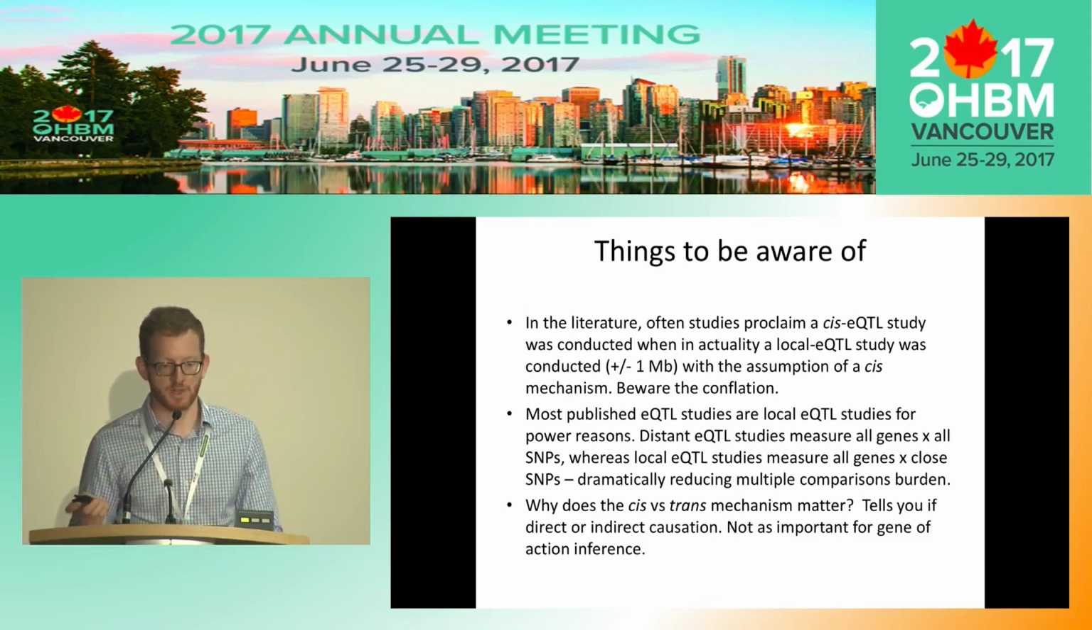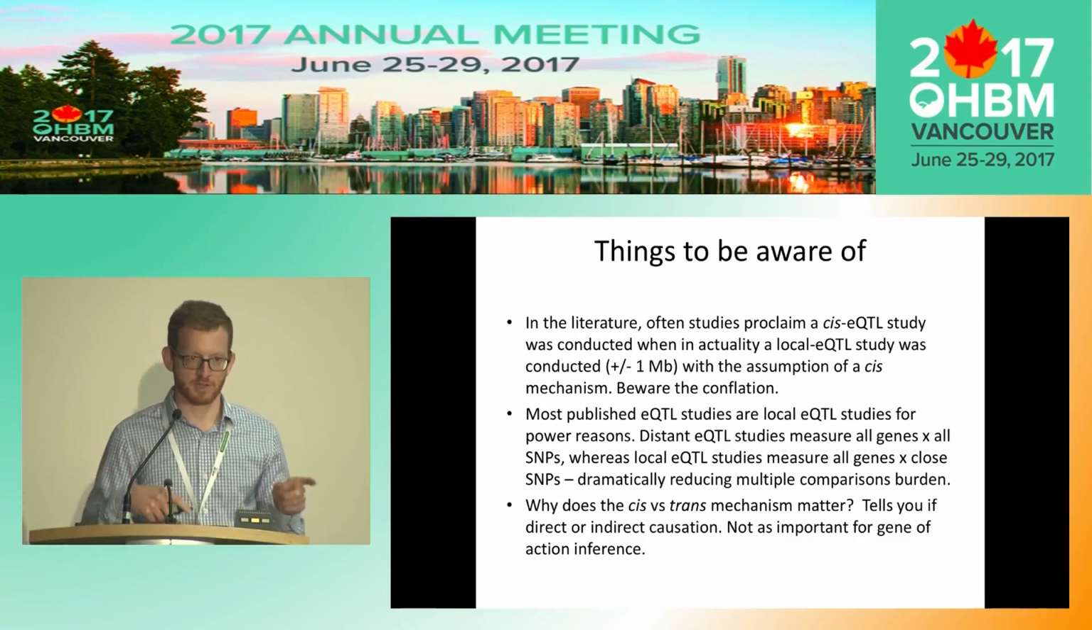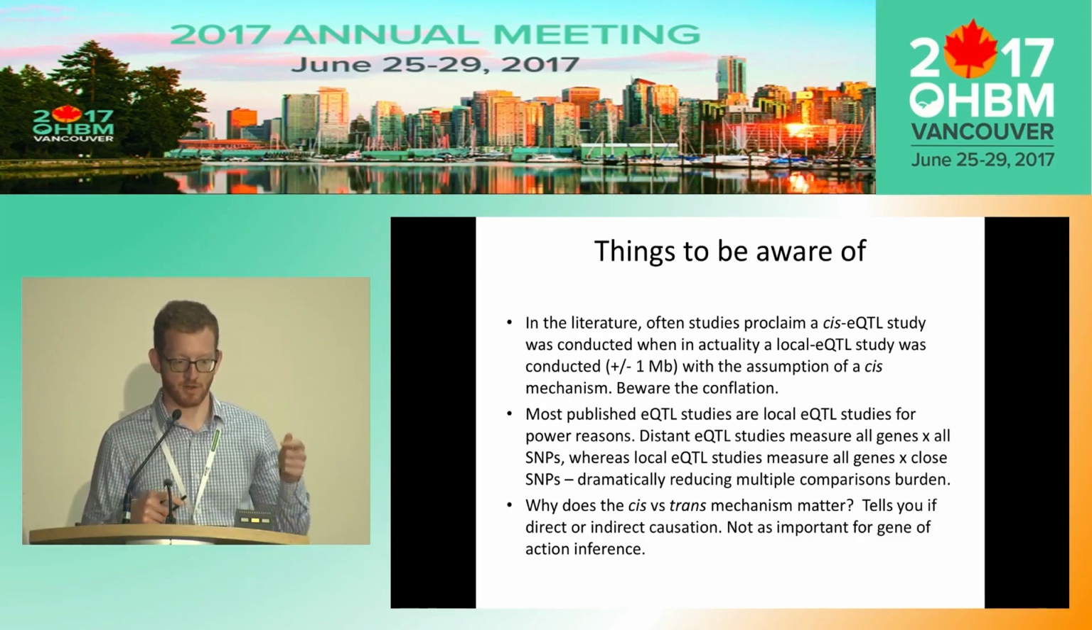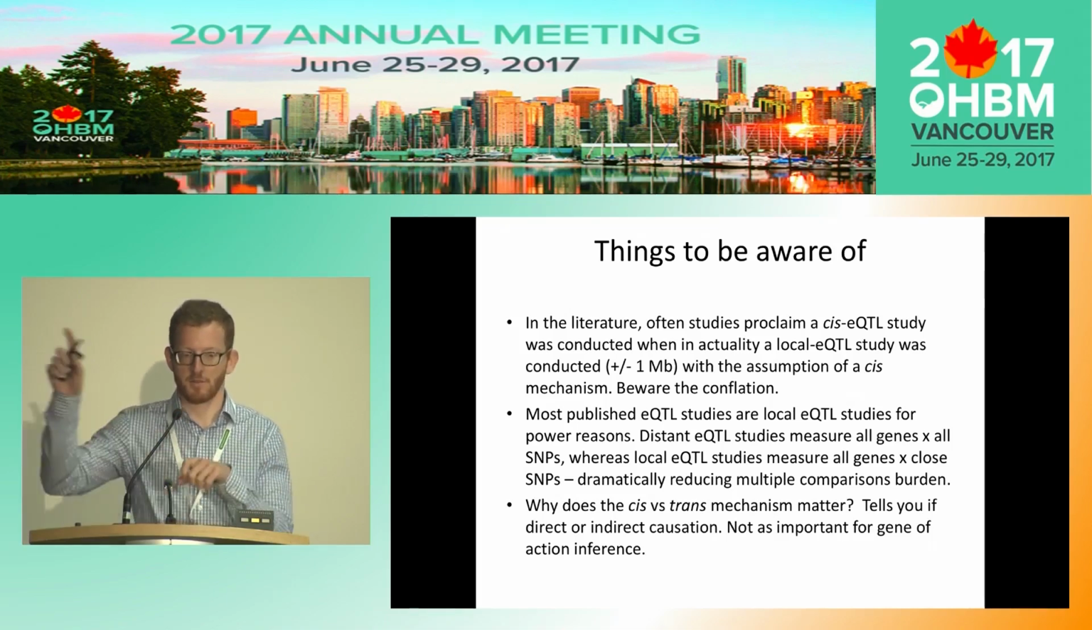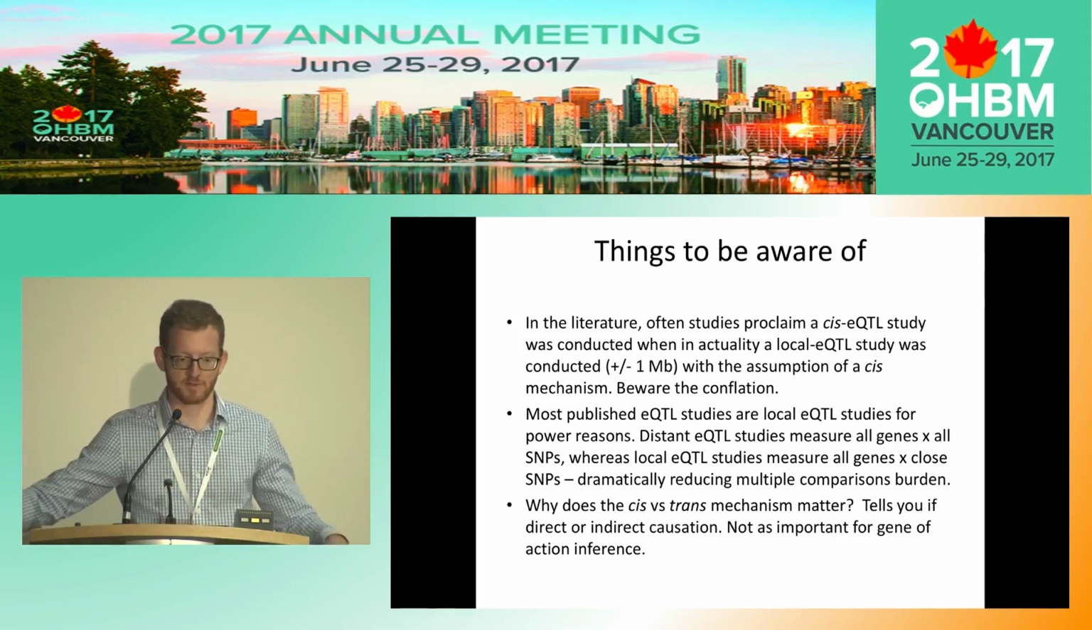So why does the cis versus trans mechanism matter? It will tell you if there's direct or indirect causation. Is there a direct influence that you're looking at, or is it mediated by some other factor, some other diffusible factor in the system?